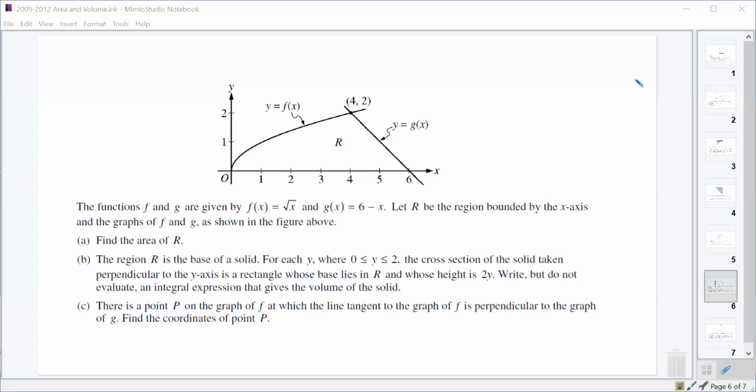So this was the 2011 non-calculator exam, from Form B. If you want to find the scoring guidelines online for this one, you can. But I'm going to basically tell you what you needed to do for everything anyway.